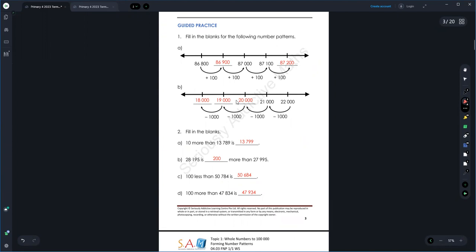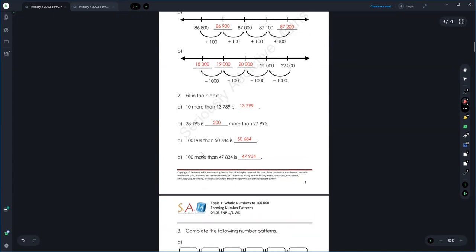Okay. All right, so the first few questions, I got them to practice. It's fairly easy, so I think you don't have to model for them. Questions to look out for will be the later ones here. Some students could be a bit more confused between filling the blanks here. But the first one is quite easy. 10 more than 13,789 will be 13,789 plus 10. For the second one, 28,195 is how many more than 27,995? So it's quite easy. Again, we take the idea of bigger number minus smaller number, and then we can get the answer there.